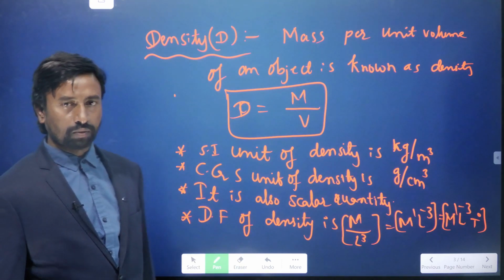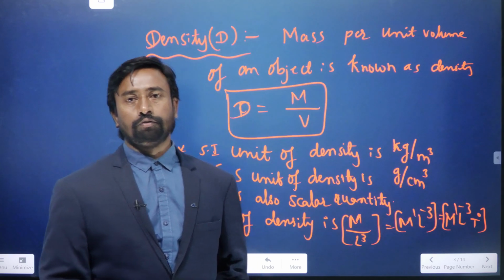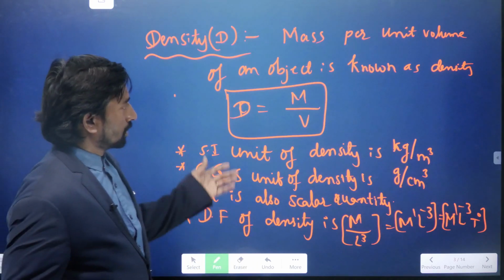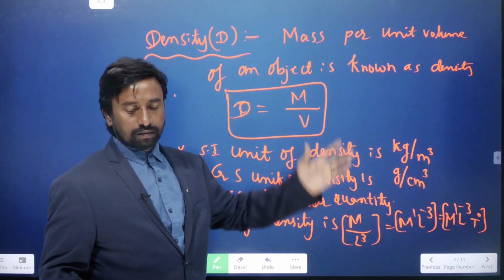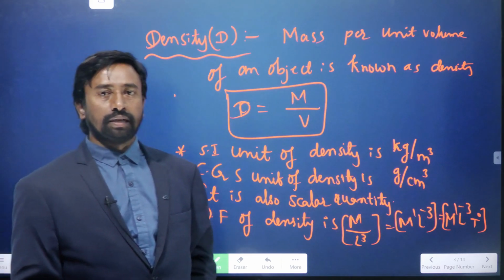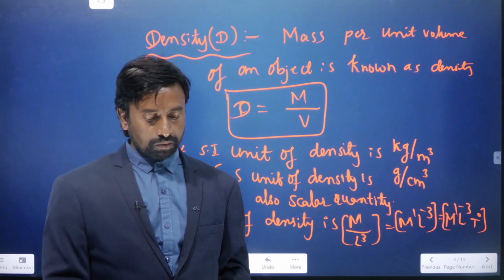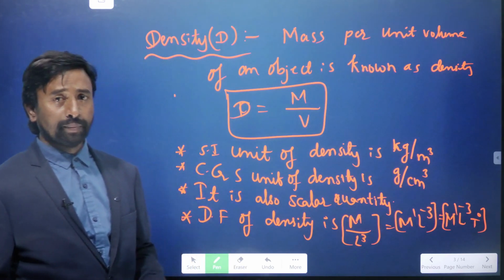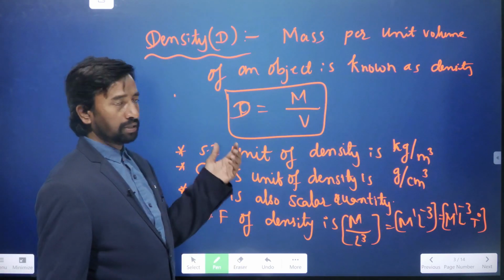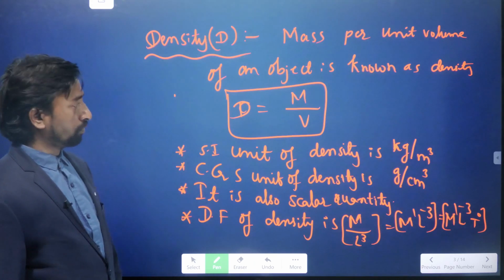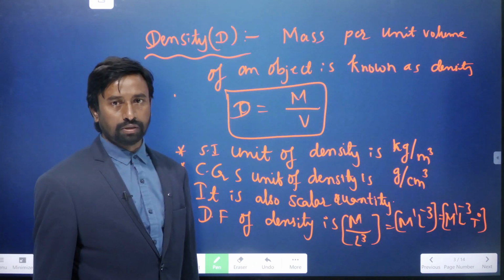By using these two physical quantities, we are going to study fluids. Fluids are gases and liquids, and we are going to study about gases and liquids here. Fluid mechanics is the branch of physics which studies fluids at rest and in motion.